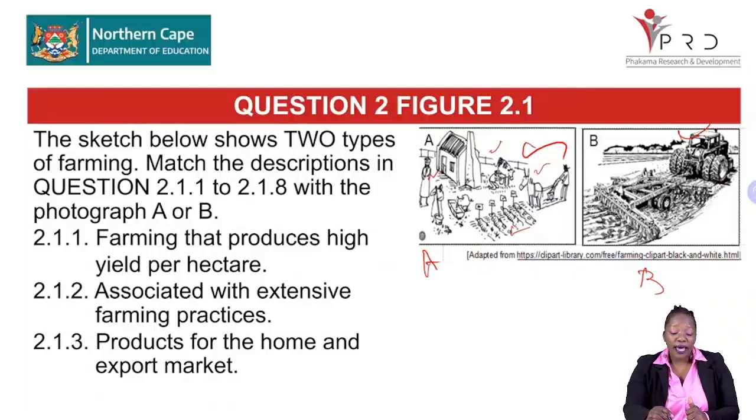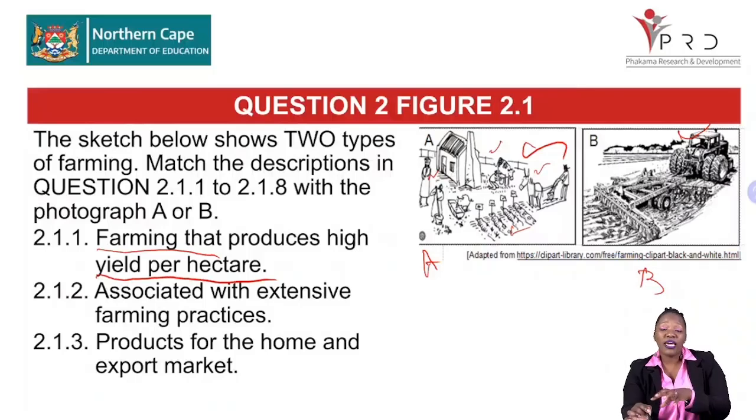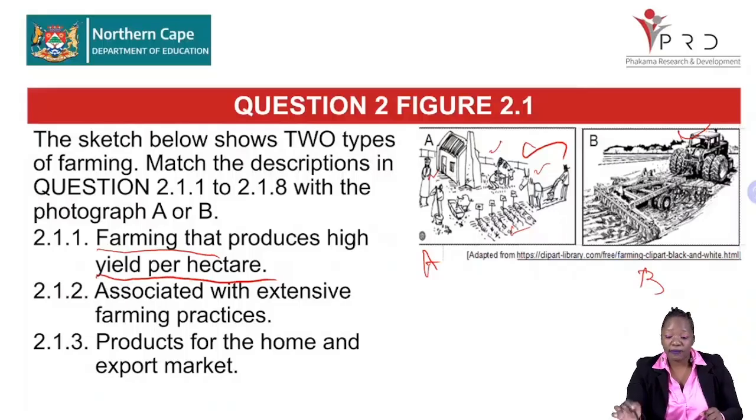So now, it's time for the questions. You have 3 questions in front of you. The first one says the farming that produces a high yield per hectare. So we're talking about the farming that produces a high yield per hectare. Again, you look at A, you look at B. We have identified the characteristics of these types of farming so that you can be positive when you are answering. Then 2.1.2, associated with extensive.